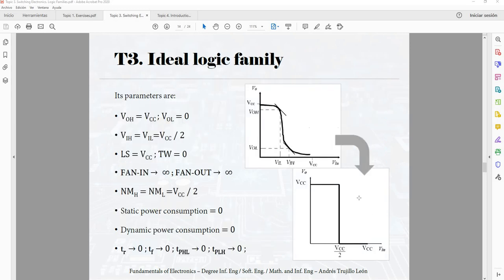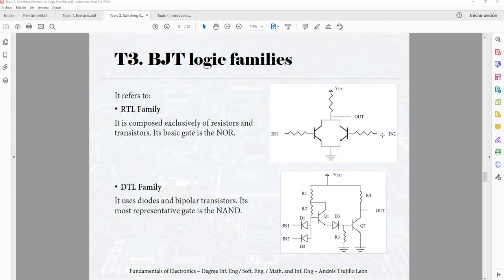We saw the ideal logic family, the ideal inverter, and I told you that these graphs, this characteristic transfer, can be used to be compared with commercial gates. When we want to buy a gate, we can compare its transfer characteristic with the ideal transfer characteristic. The more similar they are, the better the gate we want to buy is going to be. And we finished the class seeing the logic families.